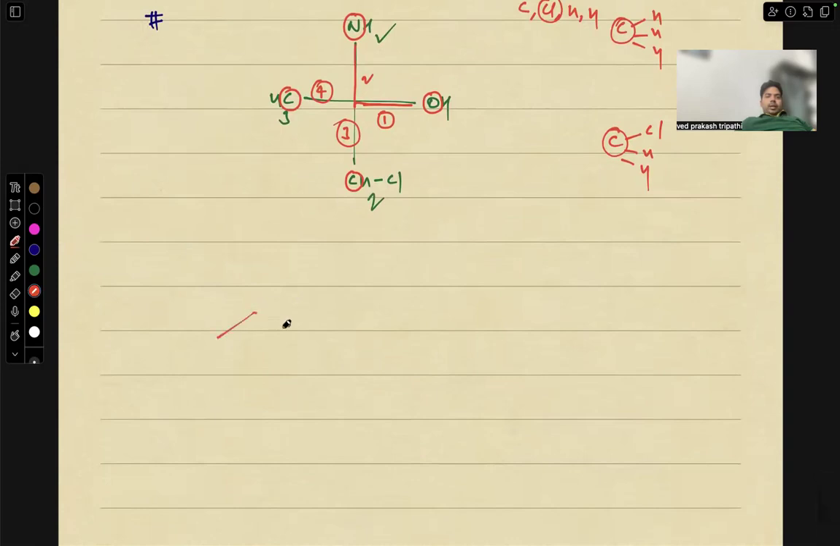Okay, look at this example. Decide the priority around this carbon. Pause the video, take your time. You have 30-40 seconds. So please try and assign the priority.